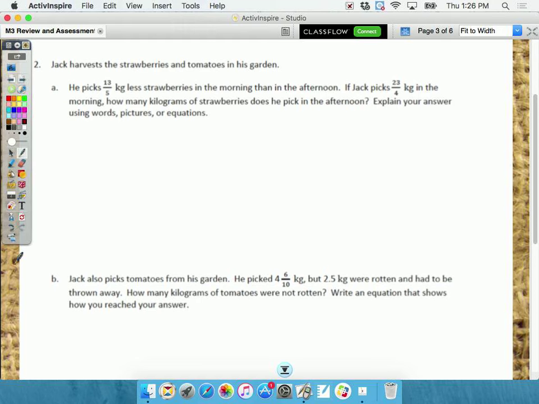Jack harvests the strawberries and tomatoes in his garden. He picks 1 3/5 kilograms less strawberries in the morning than in the afternoon. If Jack picks 2 3/4 kilograms in the morning, how many kilograms of strawberries does he pick in the afternoon? Explain your answer using words, pictures, or equations.